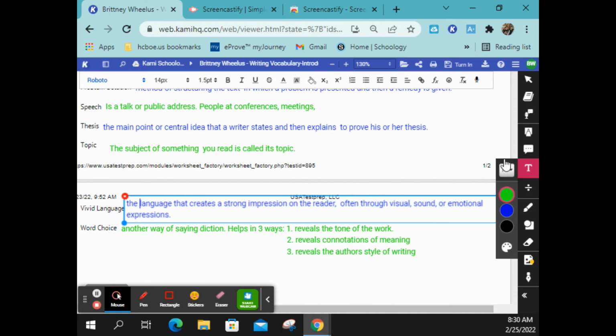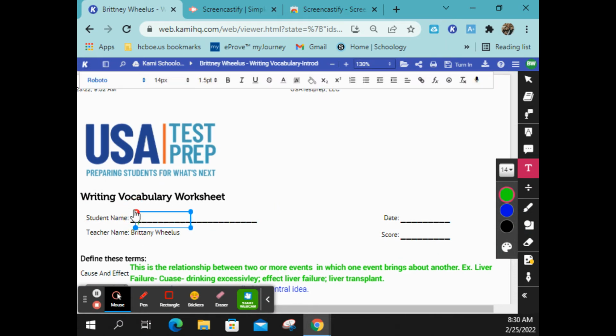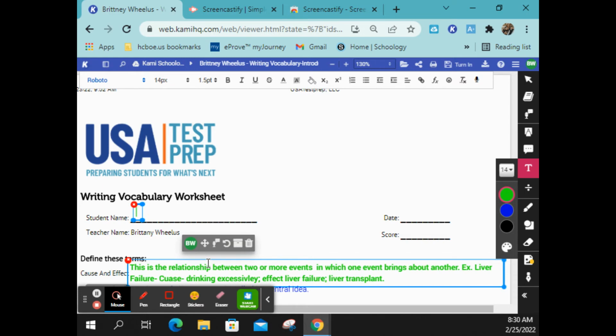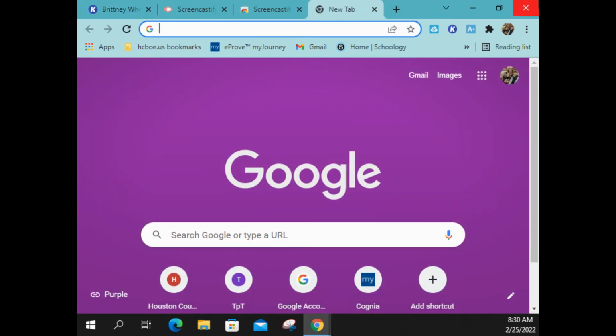All right, when you finish this, okay, you are going to turn in, submit. Put your name on it up at the top where it says student name. Type your name. If I moved, you shouldn't be having a connection because there's another screen that has the information on it. All right, when you finish, make sure that your name is on it. You are going to click turn in, submit. And then once you get that done, I want you to go to USA Test Prep.